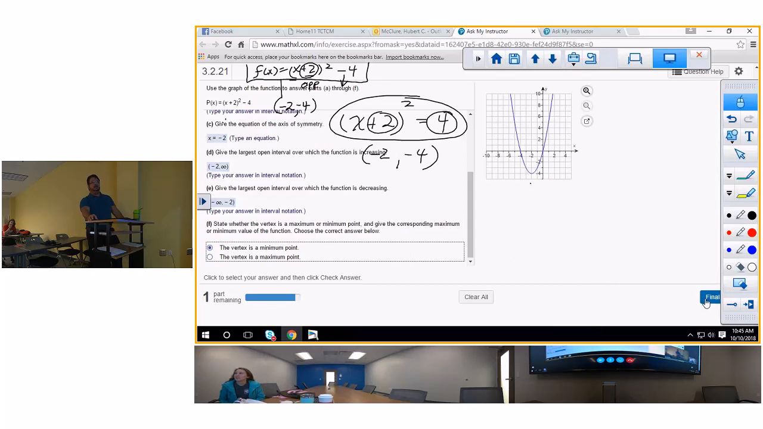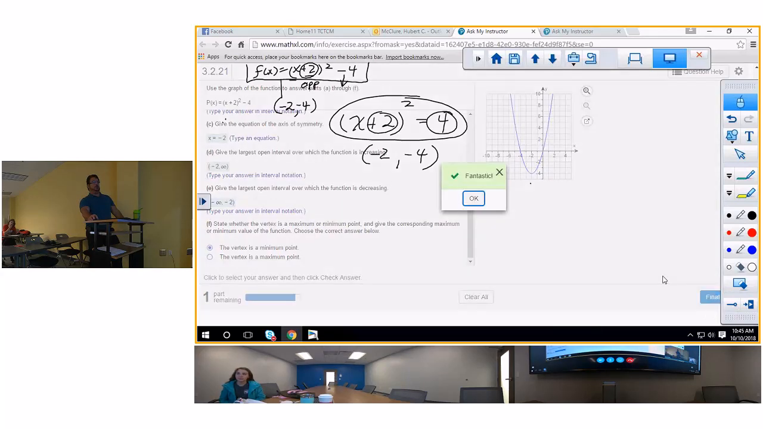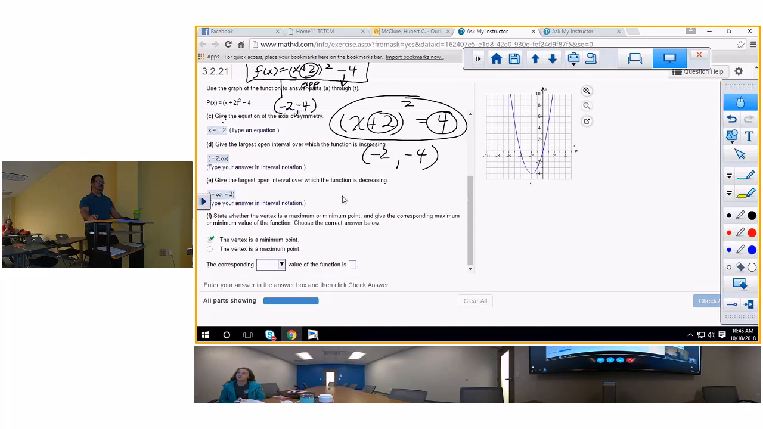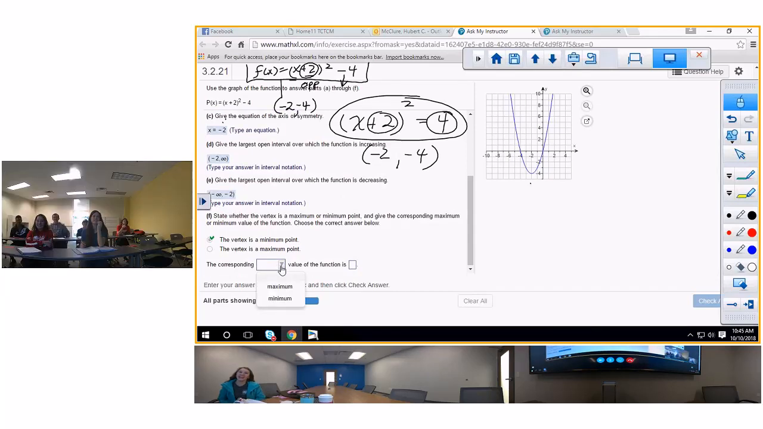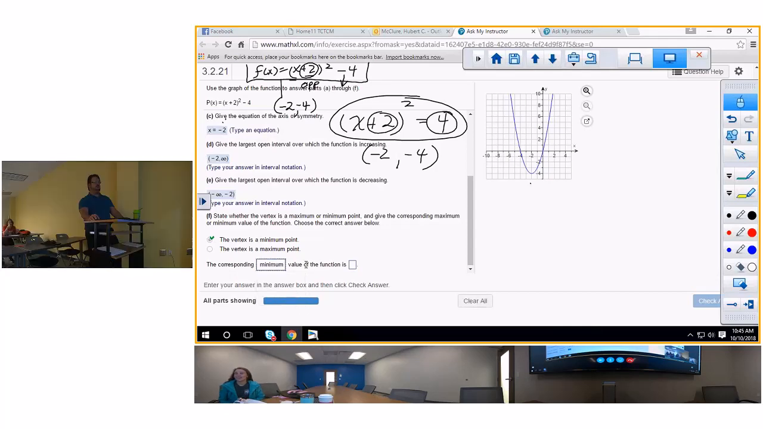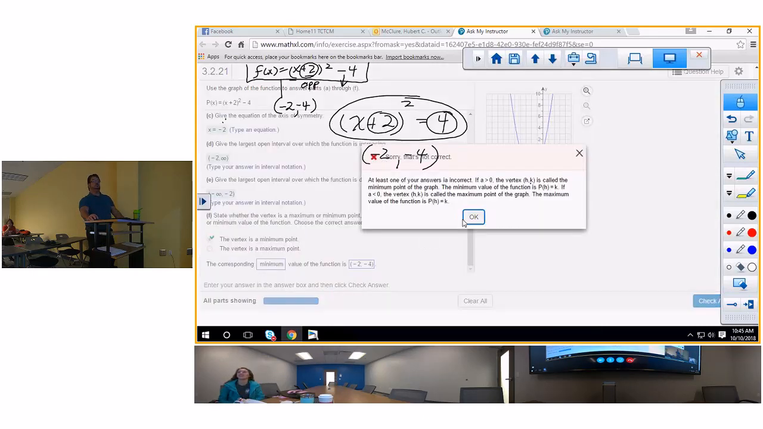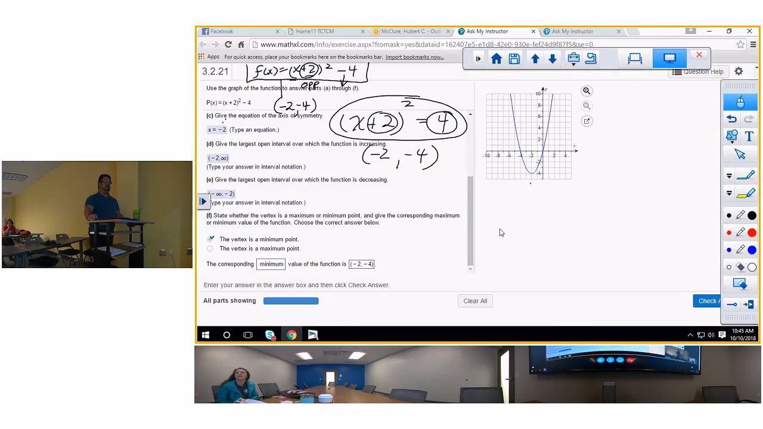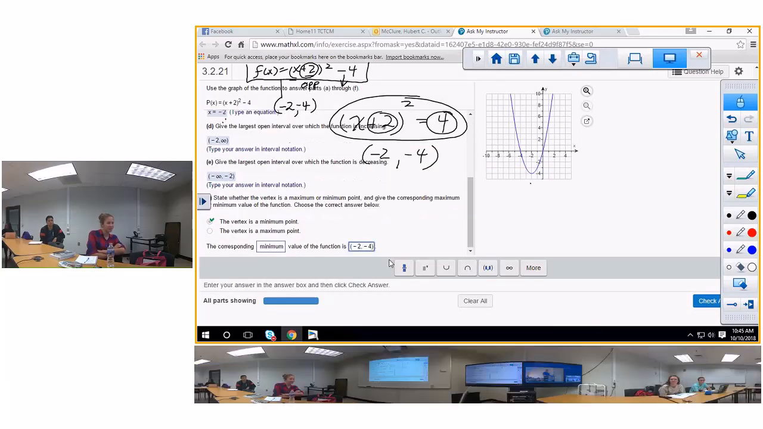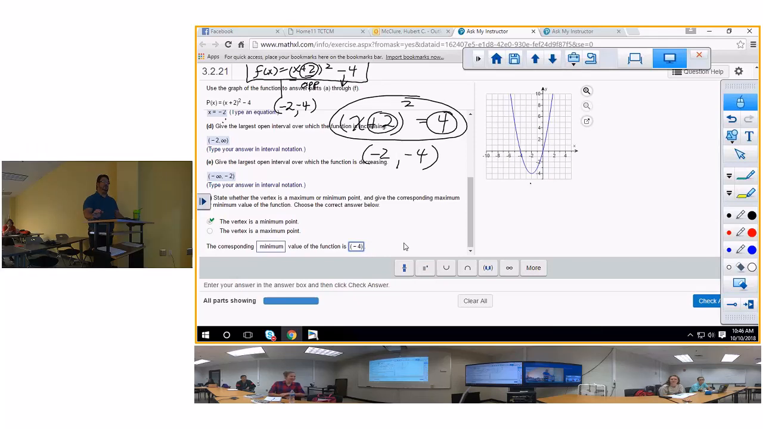All right. Now, there's something else you can do on this problem. I want to show you that. The corresponding minimum value is the vertex. -2, -4. I will not ask this question unless y'all want me to, but this is too tedious for me. What do y'all think? Okay, I don't know what it's asking. It's only the -4.